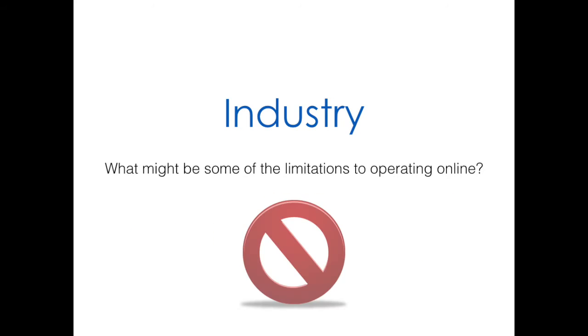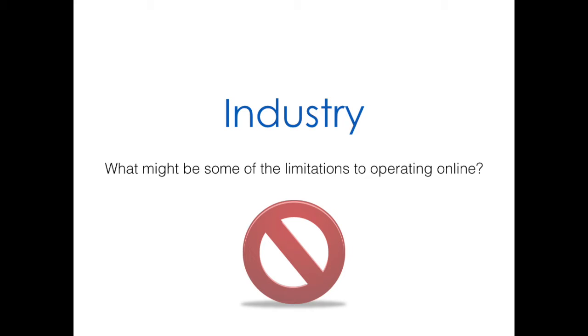Now, what might be some of the limitations to operating online? Again, your industry is going to dictate that. Certain industries like real estate and the medical industry have certain restrictions and guidelines that they have to follow. The fashion industry, obviously you can't try on clothes online, so they have to find workarounds or offer a really great return policy just in case the chosen clothes do not fit.